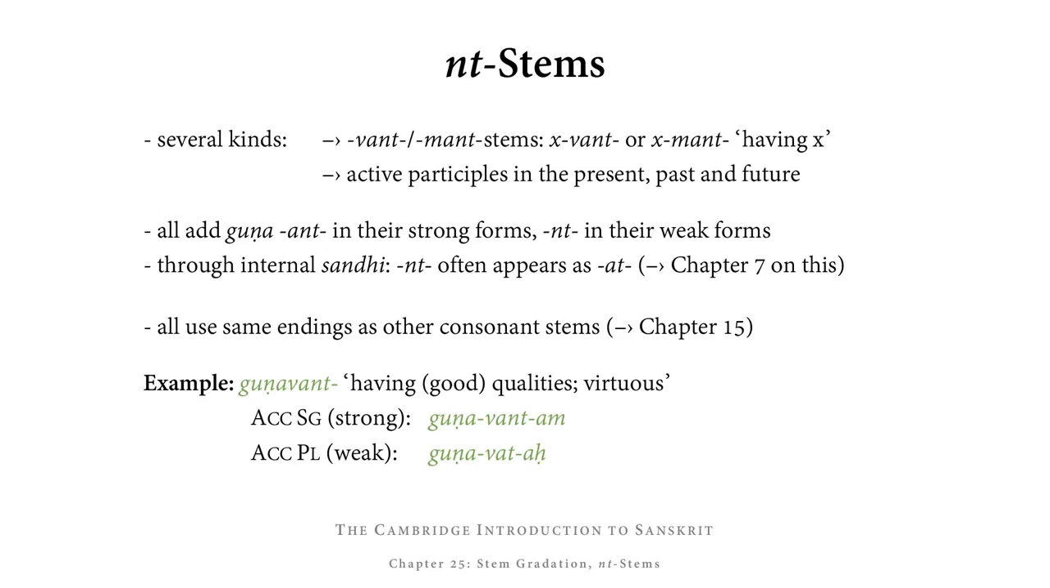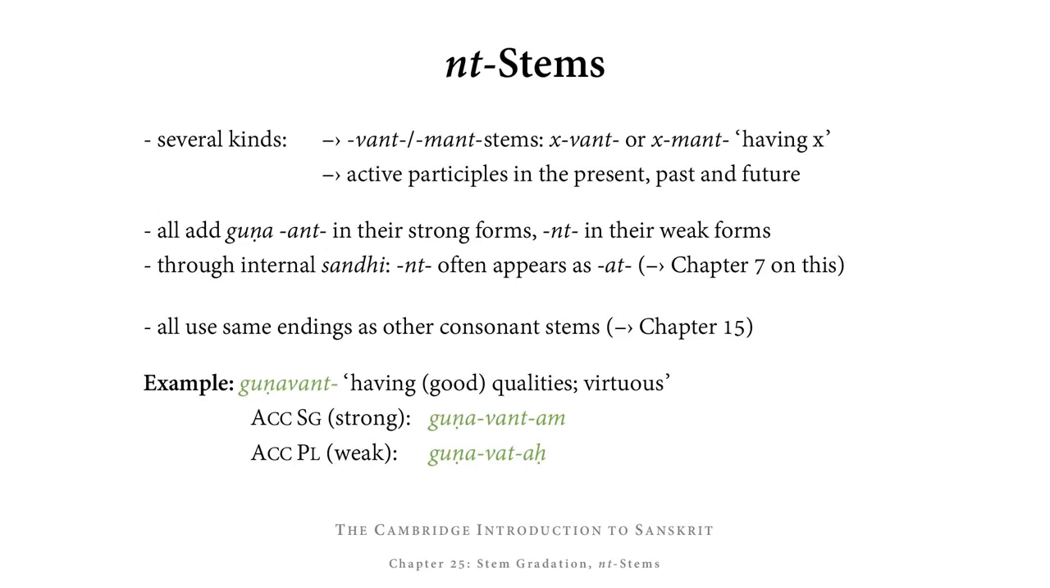And through internal sandhi, this nt, the weak nt, often appears as at. If you don't quite remember how this works, go back to chapter 7 on nasals between consonants. In brief, what happens is that if a nasal appears between 2 consonants, then through internal sandhi it changes into a. So nt often appears as at. All nt stems use the same endings as other consonant stems, so the ones that were introduced in chapter 15. This means that we don't need to memorize any new endings here, but we still need to look at nt stems separately because of their internal sandhi, and also, of course, in order to familiarize ourselves with stem gradation.